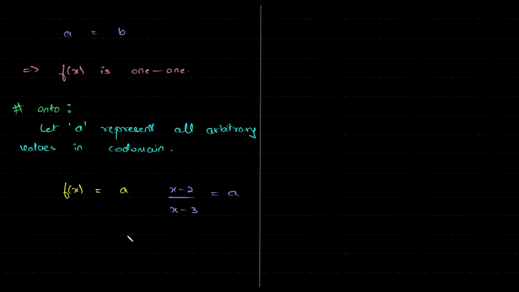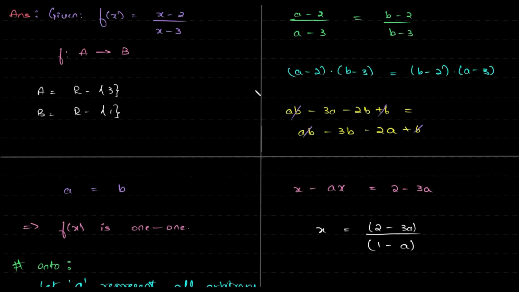Now, what are we trying to do? We are trying to get an expression for x in terms of a. A bit of calculation here: I just cross multiplied and did a bit of rearranging. I have x minus ax is equal to 2 minus 3a. If I take x common, I'll get x equal to (2 minus 3a) divided by (1 minus a). So this expression looks okay, provided a is not equal to 1, which it is not.